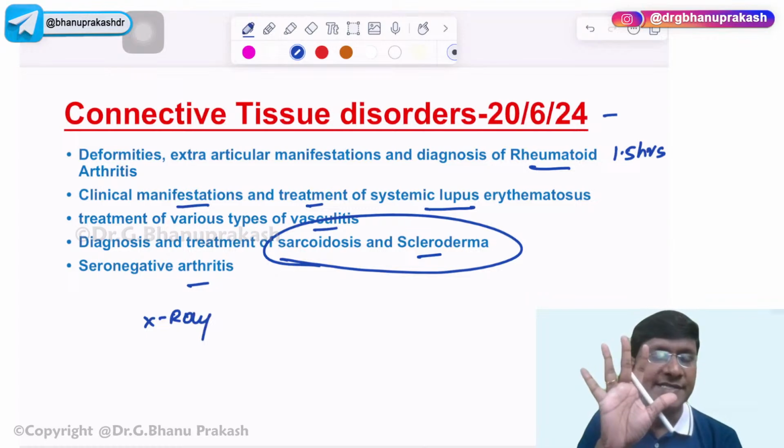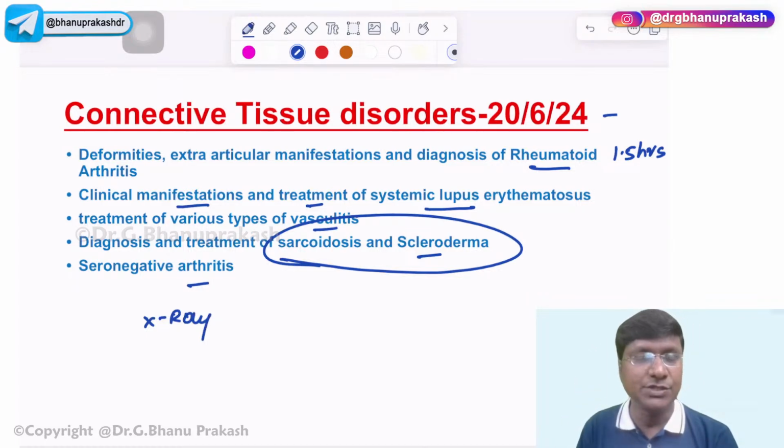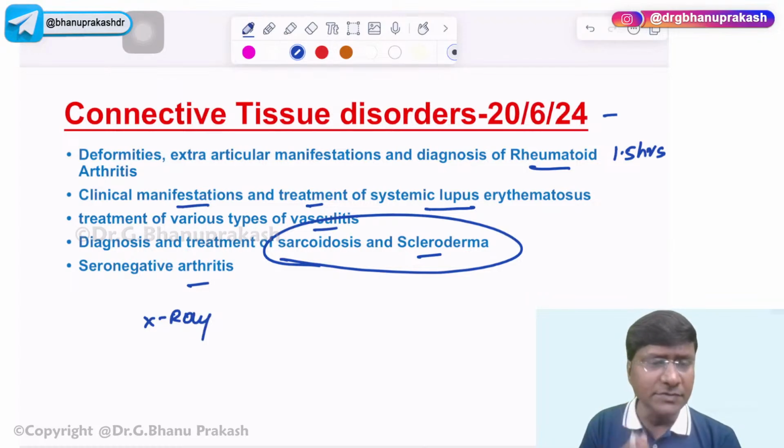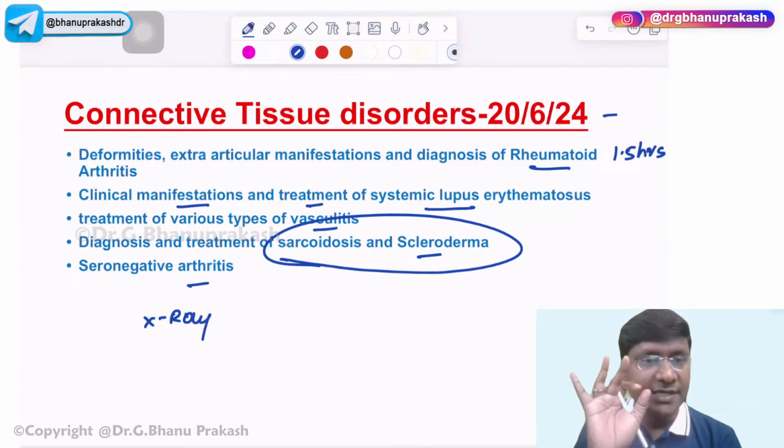In psoriatic arthritis, X-ray of the digits is very, very important. And there is involvement of distal interphalangeal joints in psoriatic arthritis. Then you need to know Reiter's or reactive arthritis. That is also seronegative arthritis. And in that Reiter's, you need to know what is the triad.